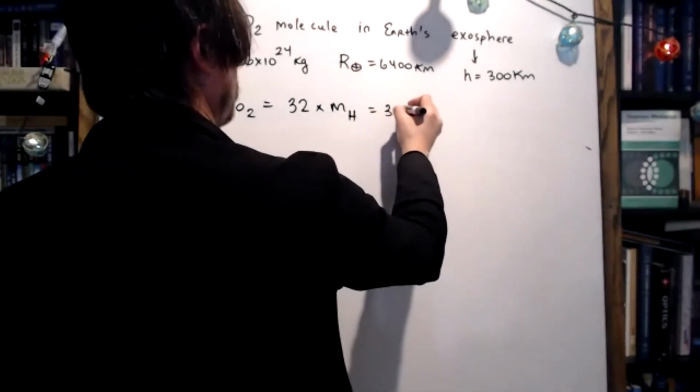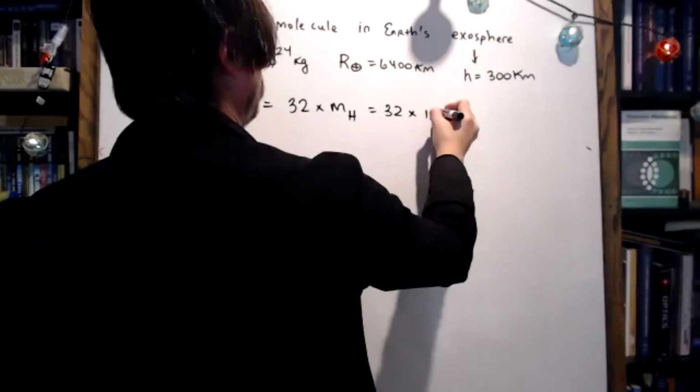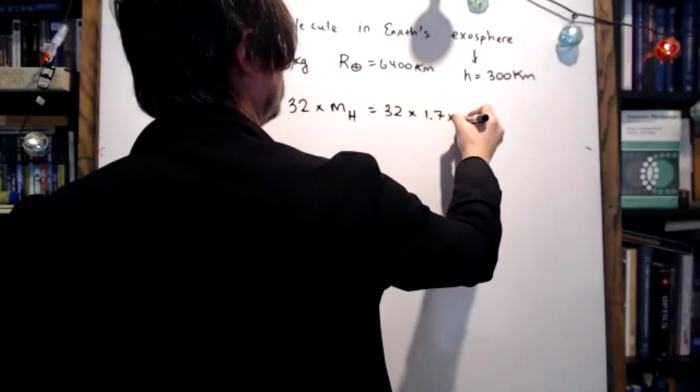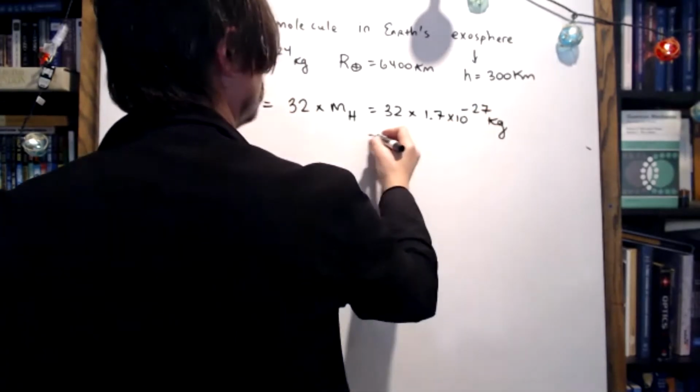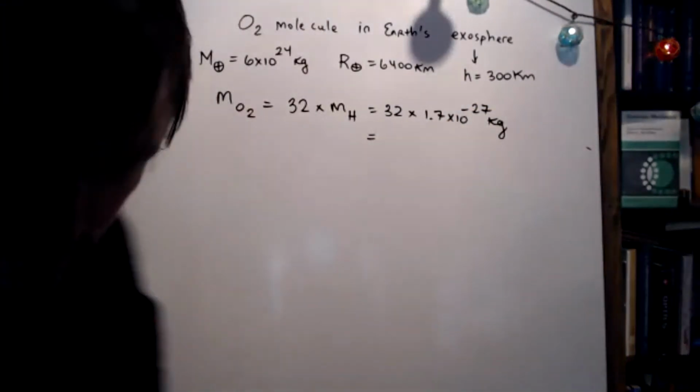And I always remember that hydrogen has a mass of 1.7 times 10 to the minus 27 kilograms. So let's quickly multiply that. Get out our calculators.